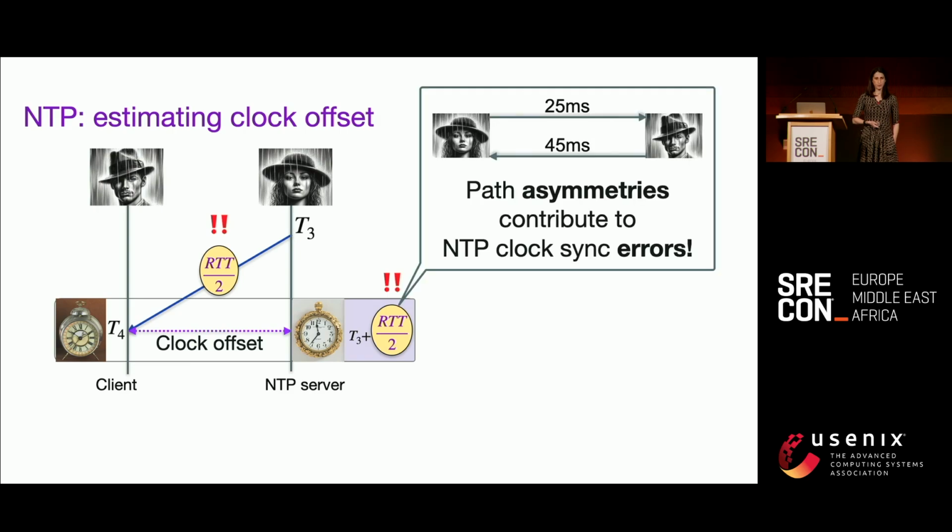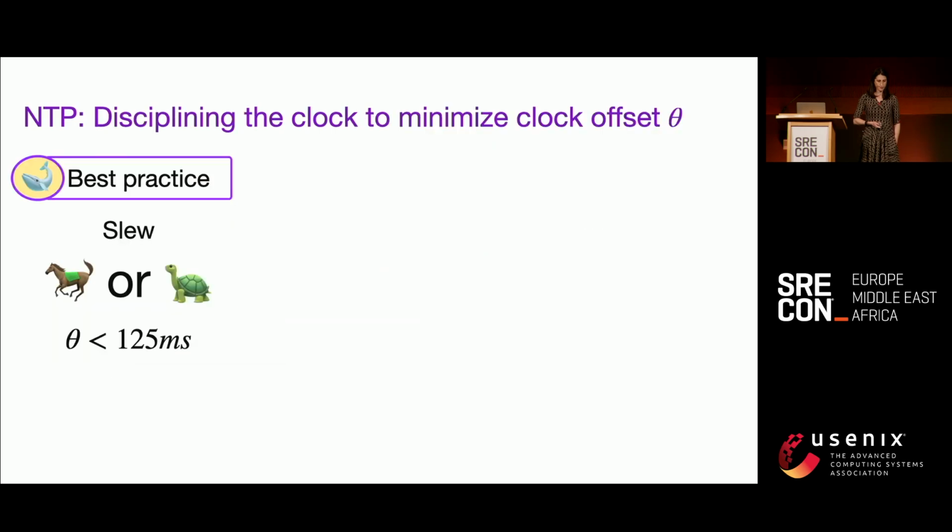But in this estimate, there is a baked-in assumption that is affected by any path asymmetries in the forward and reverse directions between the client and the server that is going to contribute to clock synchronization errors.